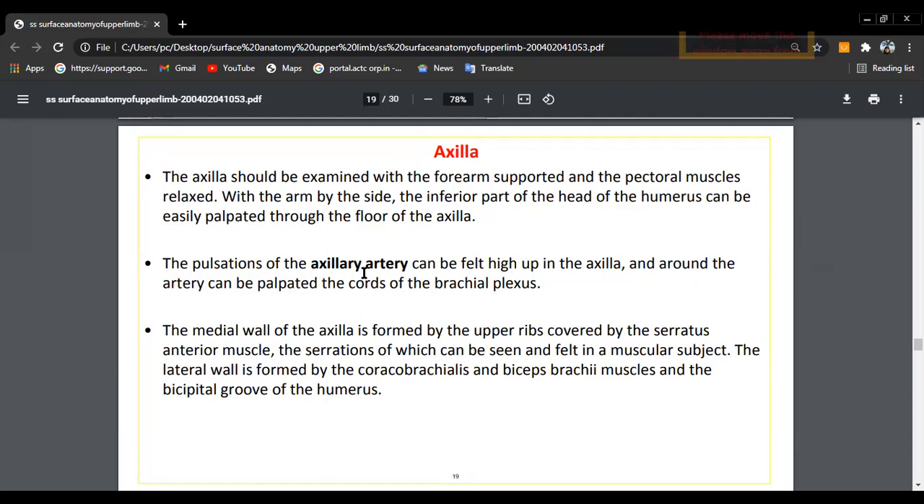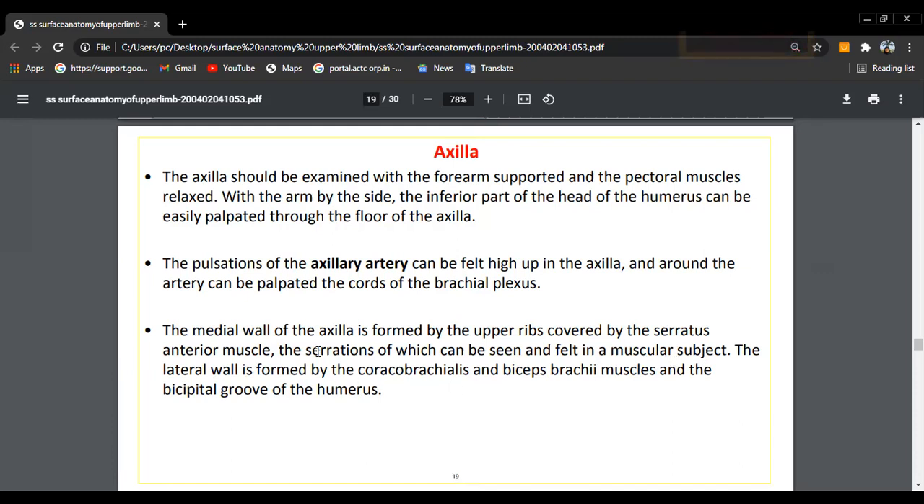Just keep the tips of your finger just pressing the floor of the axilla, you will be able to feel for the pulsations, that is nothing but axillary artery pulsation. Okay, then medial wall of axilla, if you just go back to theory class of axilla, I already told you it is formed by upper four ribs which are covered by serratus anterior muscle. Okay, the serrations of which can be seen and felt in muscular subject.